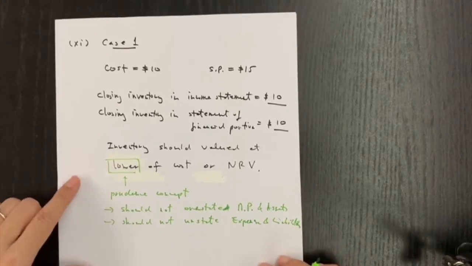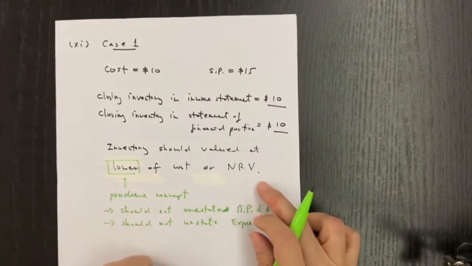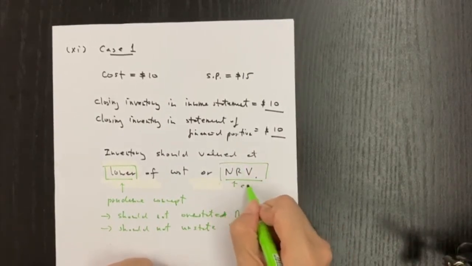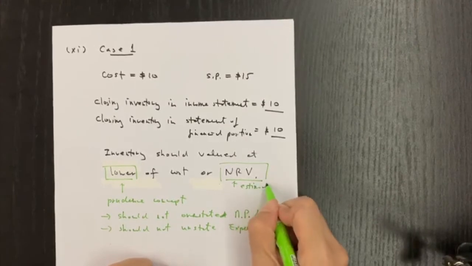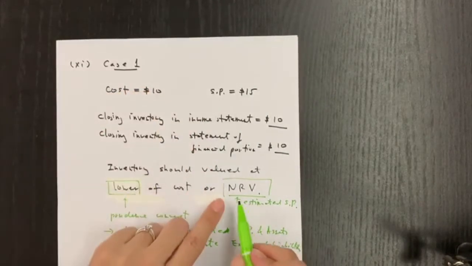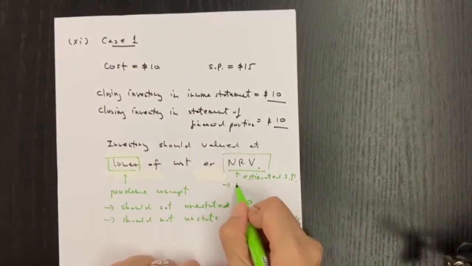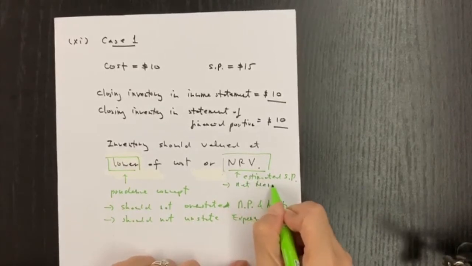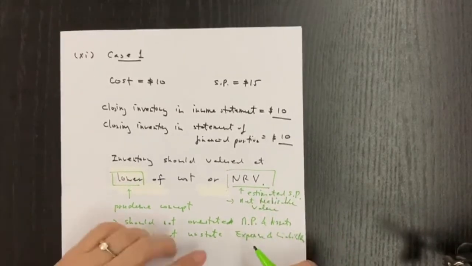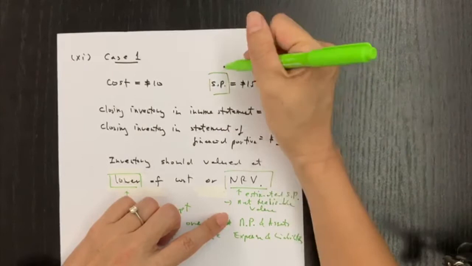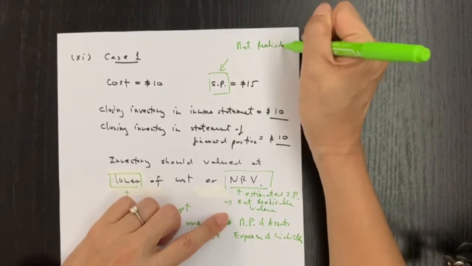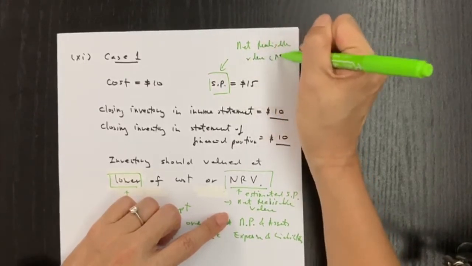Okay, so therefore, whenever we have cost or NRV, now I need to explain the meaning of NRV. NRV means the expected selling price or estimated selling price. Okay, and here in this situation, how much is NRV? NRV stands for net realizable value. So in this situation, we can say that the selling price here is the same as net realizable value, which is NRV.